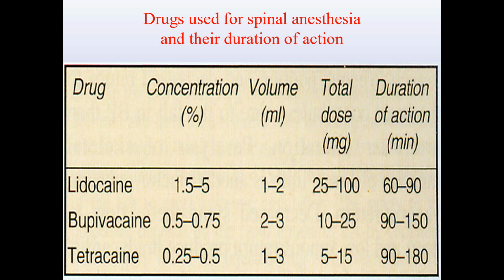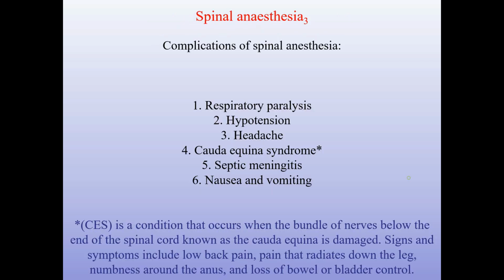On this slide, you can see drugs used for spinal anesthesia and their duration of action. For example, lidocaine, bupivacaine, tetracaine. Concentration, volume which is used, total dose, and duration of action. Complications of spinal anesthesia: respiratory paralysis, hypotension, headache, cauda equina syndrome, septic meningitis, nausea and vomiting. And below you can see the description of cauda equina syndrome.